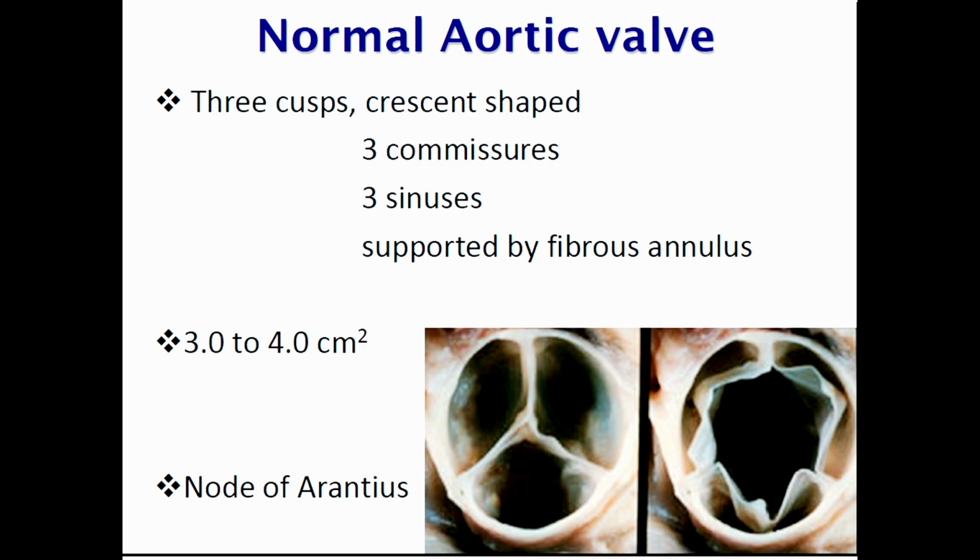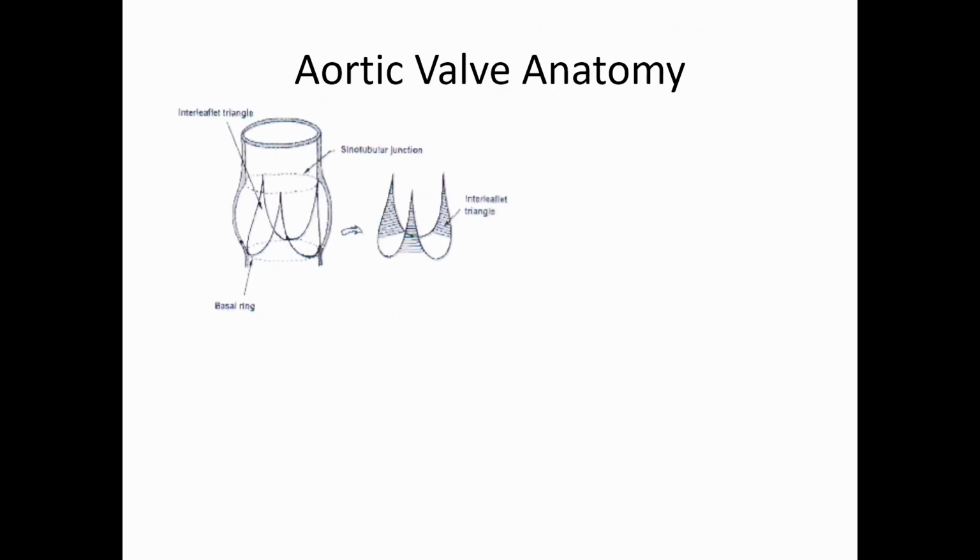So that's the Mercedes-Benz sign, which is because of the three cusps. So there are three commissures, and three sinuses which are supported by the fibrous annulus, and it shares all that with the mitral valve. The usual area is 3 to 4 square centimeters, and the node of Arantius is the central part of it, which is the structure you can easily appreciate on echo as well, and that's why you should know about it. So this is how it is.